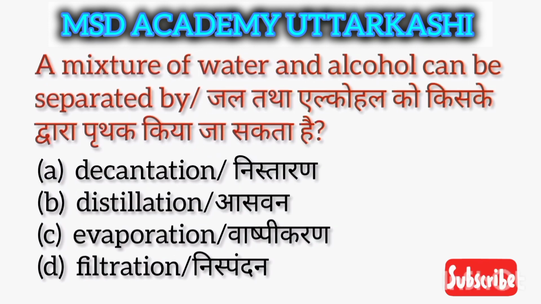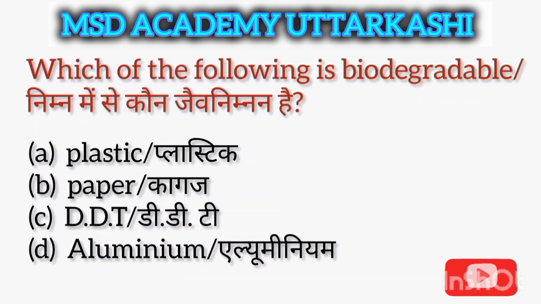Next question. A mixture of water and alcohol can be separated by option A decantation, option B distillation, option C evaporation, option D filtration. So the correct answer is option B distillation. Next question. Which of the following is biodegradable? Option A plastic, option B paper, option C DDT, option D aluminium. So the correct answer is option B paper.